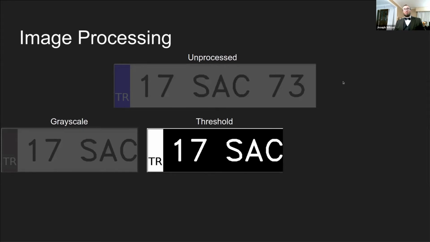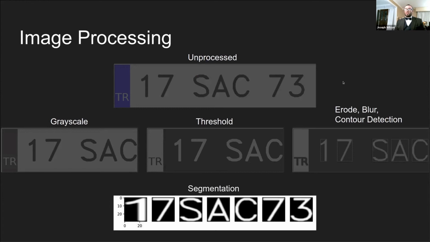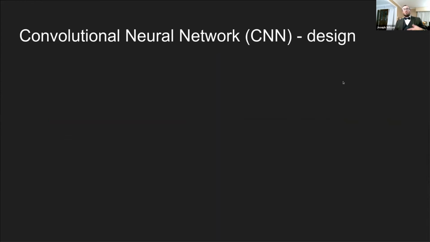Anything below that becomes pure black, followed by a couple of other operations such as erosion, blur, and finally contour detection in order to actually target the individual characters. From those targeting boxes, I can then bring out my segmentation. This is where I get my individual characters. So with those characters in place, I can then feed it to my convolutional neural network.